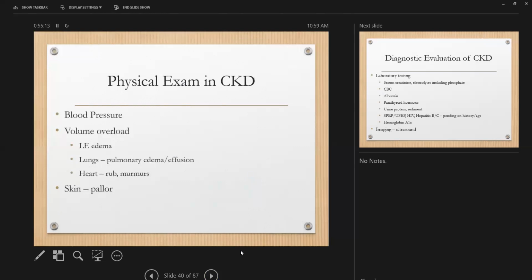The skin typically is pale, but it's not the pale like we know when somebody has a fever or somebody is anemic. It's a different kind of pallor, and it's almost a pallor with a little bit of a yellow underhue to it.